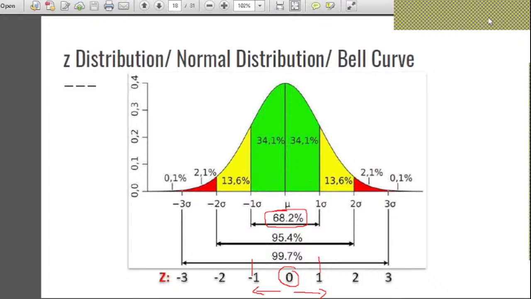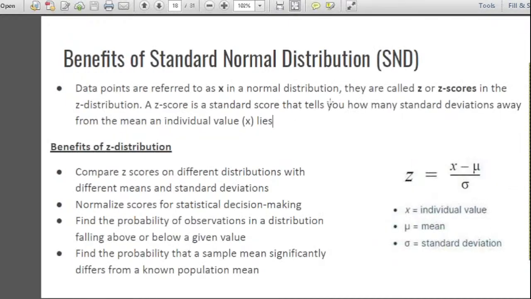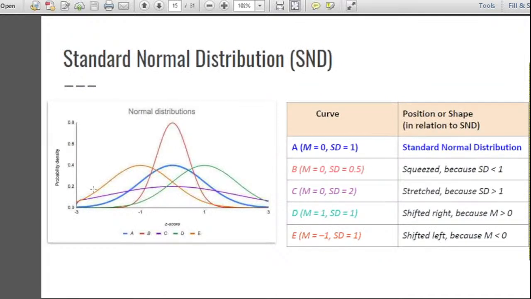So why are we converting it into a standard normal distribution? Because if I ask you to compare this red distribution with orange, it becomes really difficult to compare them. Yes, it becomes very difficult to compare these two. So what we do is we convert both of these into a standard normal distribution, which is this blue curve, right?